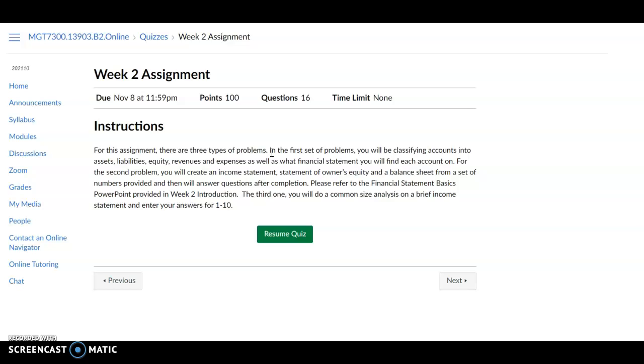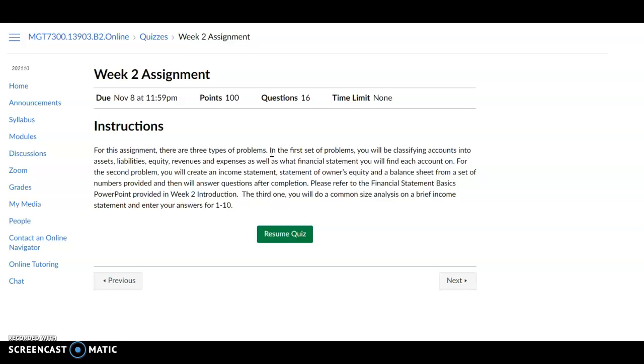In the first set, you're going to classify accounts into either assets, liabilities, equity, revenues, and expenses, and then tell which financial statement you will find each account on. For the second set, you will create an income statement, statement of owner's equity, and a balance sheet from a set of numbers provided, and then answer the questions that follow.